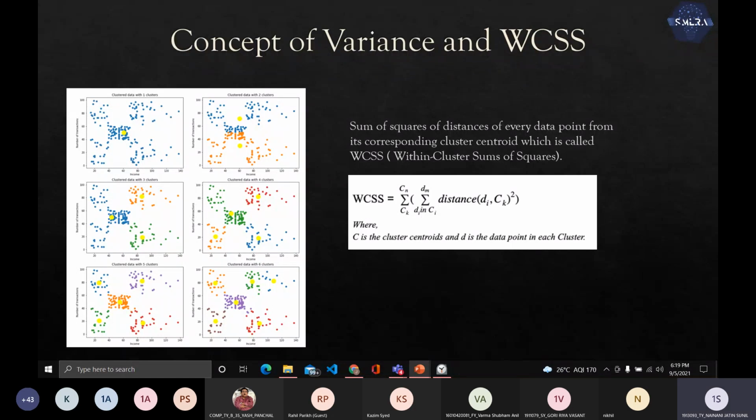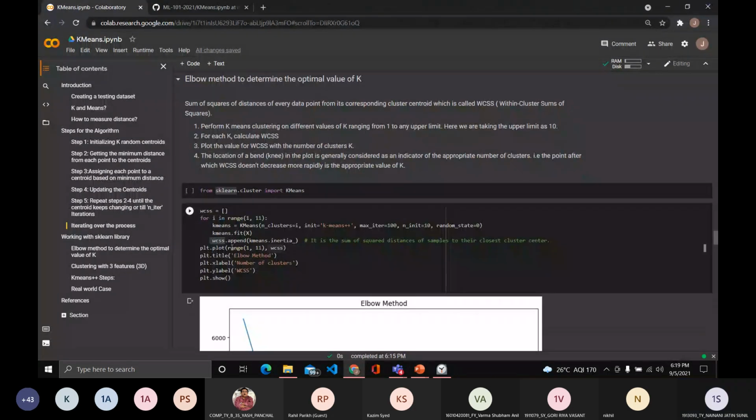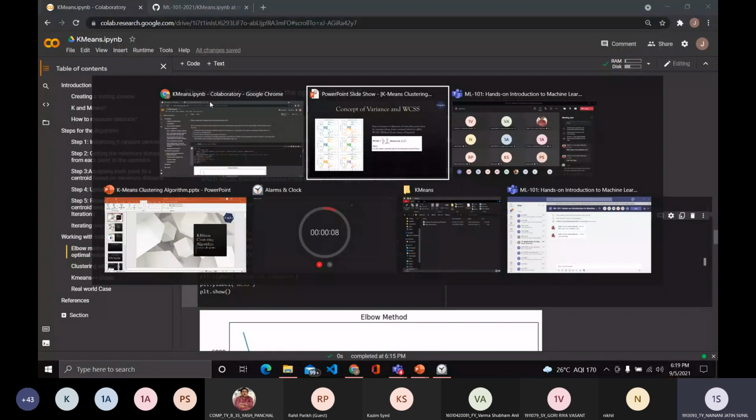Now that we know the concept of WCSS and how to calculate variance, we can now tackle our initial question of how do we select the best or the most optimal value of k. Moving on here. We're going to be using the elbow method. Now you may ask me why the elbow method?